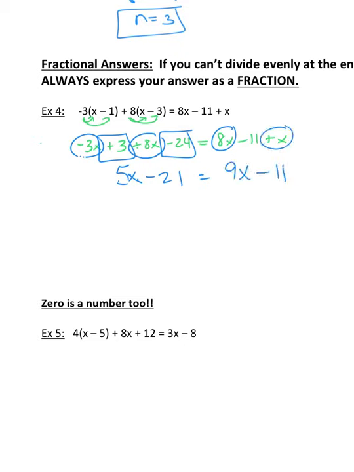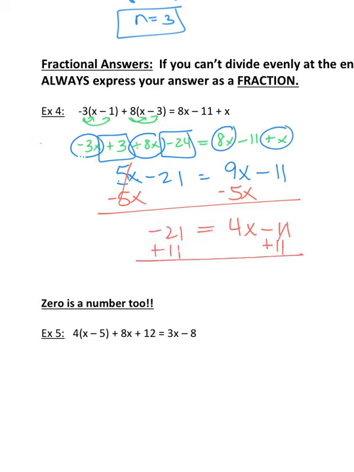And again, I want to get my x's on one side. So I'm going to subtract 5x on both sides, because I want my x's to be positive, so I'm going to bring them to the right. That gives me 4x minus 11 equals negative 21. And I'm going to add 11 to both sides. And I have negative 21 plus 11. I'm subtracting, so that's going to be 10, but I have more negatives, so that's negative 10 equals 4x.